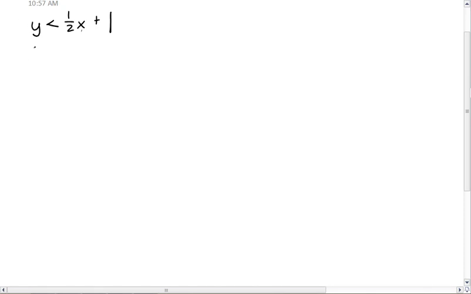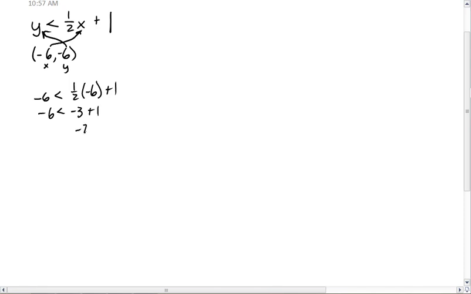Okay, for example, if I plug in the number -6, -6. Okay, remember this is my x value, this is my y. I'm going to put in x there, I'm going to put in y there. Okay, so -6 is less than half of -6 plus 1. So now -6 is less than half of -6 is -3. Okay, -3 plus 1 is -2. And so then we can say -2 is bigger than -6. This is true. Okay, so somehow I need to represent that -6 makes this equation true.